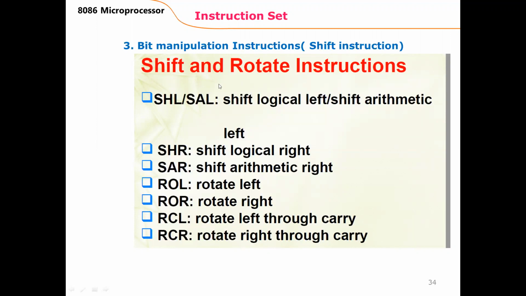There are a few shift and rotate instructions available in the 8086 microprocessor. SHL, SAL. SHL is the logical shift left and SAL is the shift arithmetic left. What is the difference between logical and arithmetic shift? This I will explain in the next slide. SHR and SAR, shift logical right, shift arithmetic right. So here is the difference. If there is arithmetic shift, then A will be there. SAL and SAR for arithmetic shift left or right. SHL and SHR for logical shift left or right.